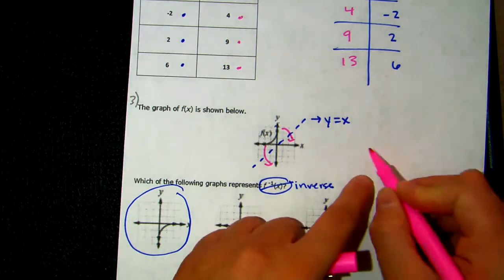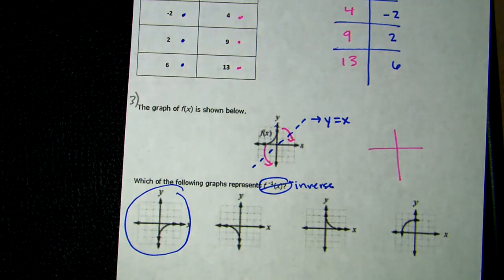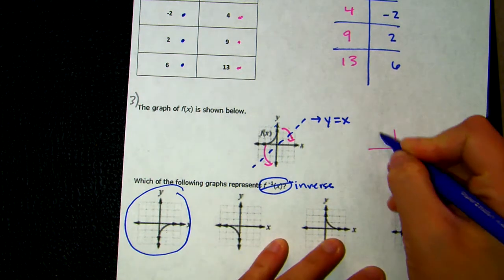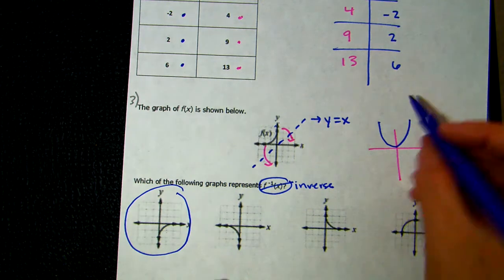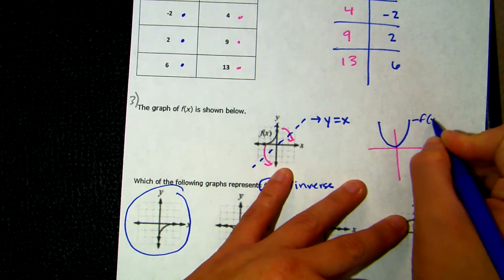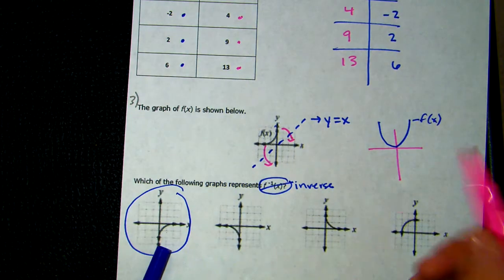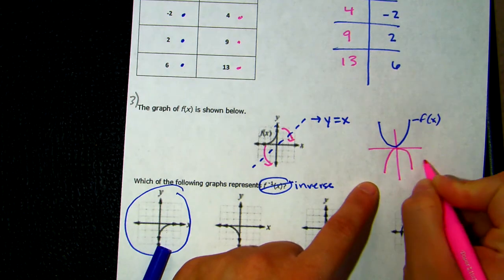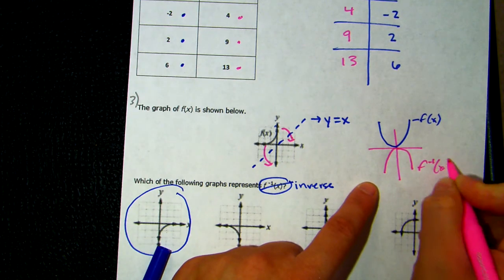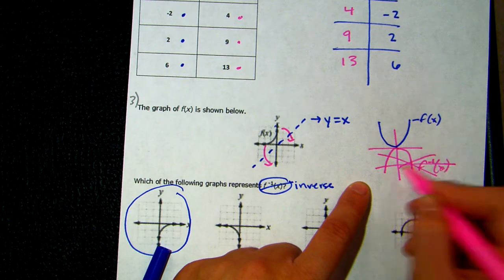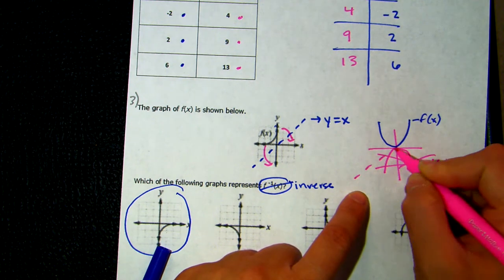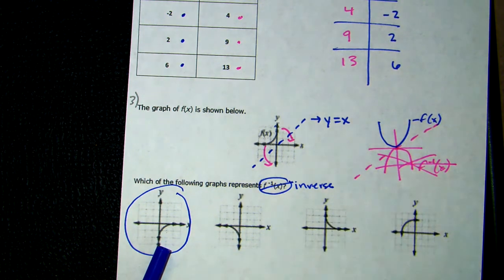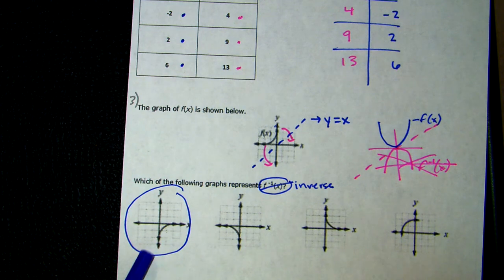Be really careful on ones like this, if it gives you your original function. So say that this is f of x, and it tells you that this is your inverse. This is wrong because it doesn't reflect across the line y equals x. So be really careful about ones like those.